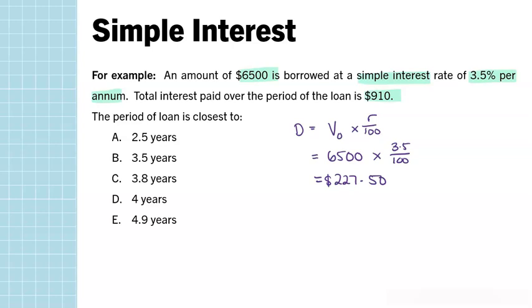And so if that's how much interest per year is being charged, we have been charged a total of $910. So how many years worth of interest is that? So our total interest, 910, divided by 227.50. And we find that that gives us 4. So that means there was 4 years worth of interest added to that amount.